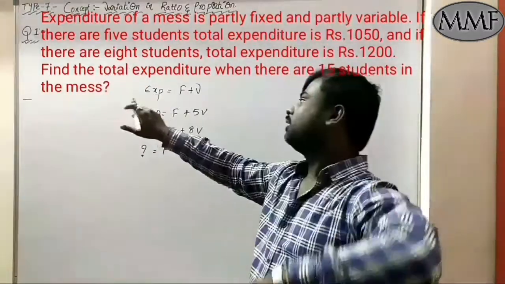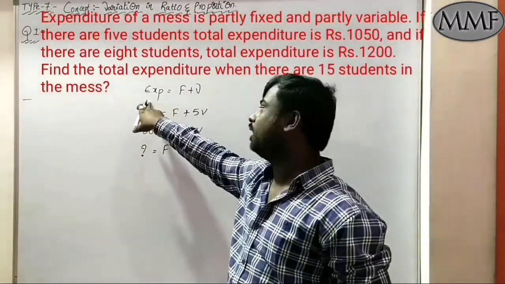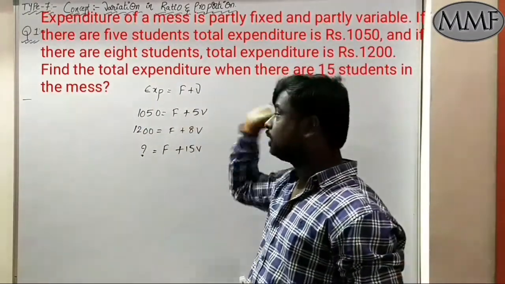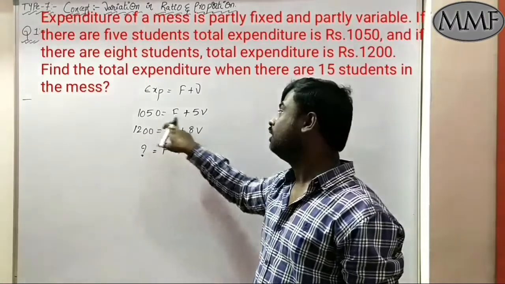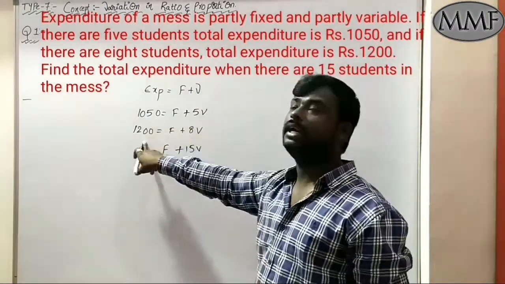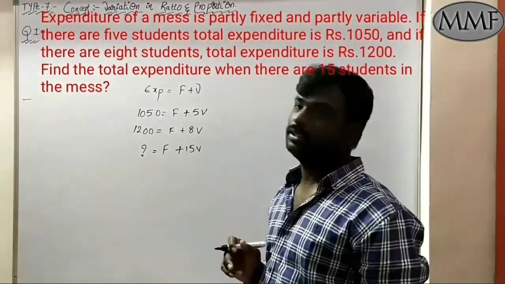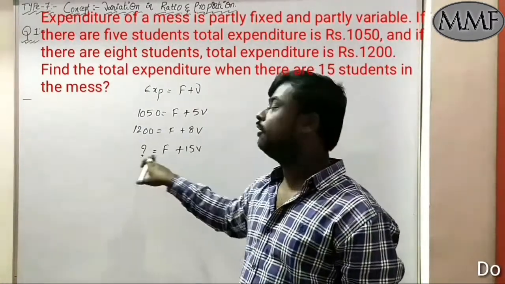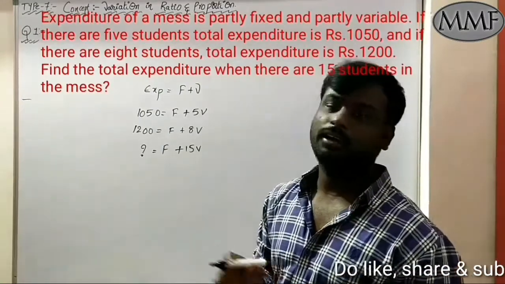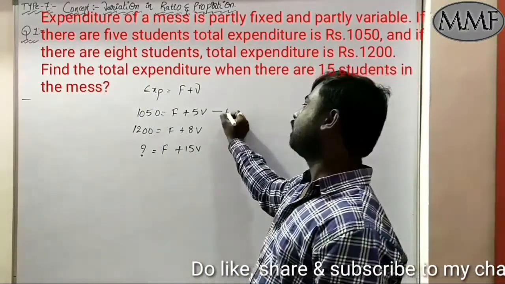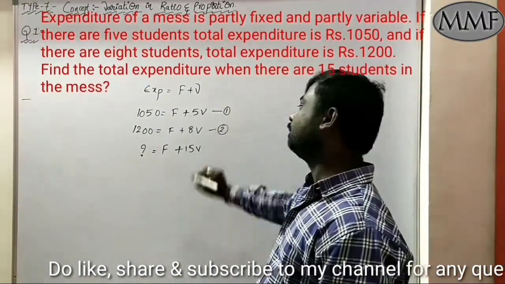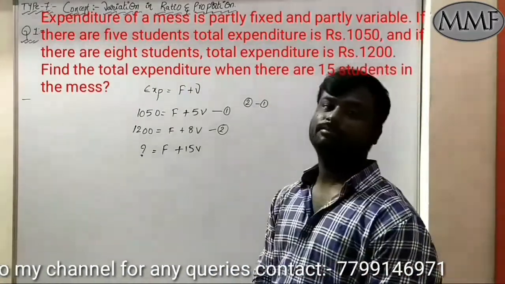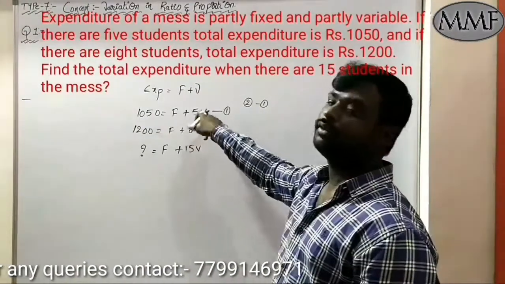Clear? So here one thing is very clear. The expenditure of a mess is partially fixed, partially variable. First, the total expenditure is 1050 when there are 5 students. It is 1200 when there are 8 students. Now the question is, how much is the average expenditure when 15 students are there? Now let's say this is equation number 1 and this is equation number 2. Equation 2 minus equation 1. What happened? 8v minus 5v.